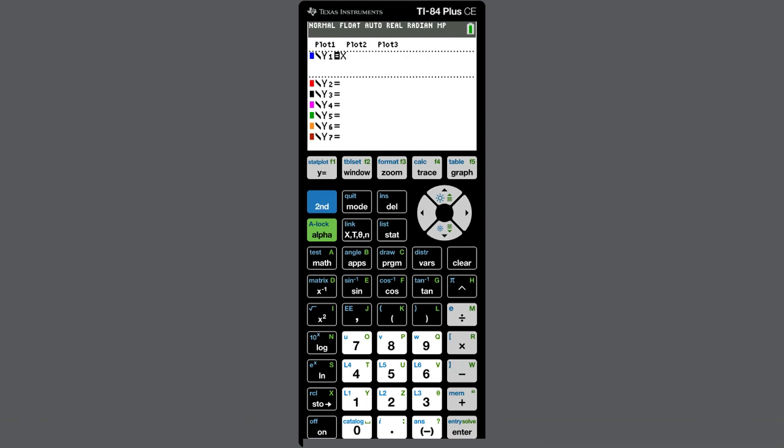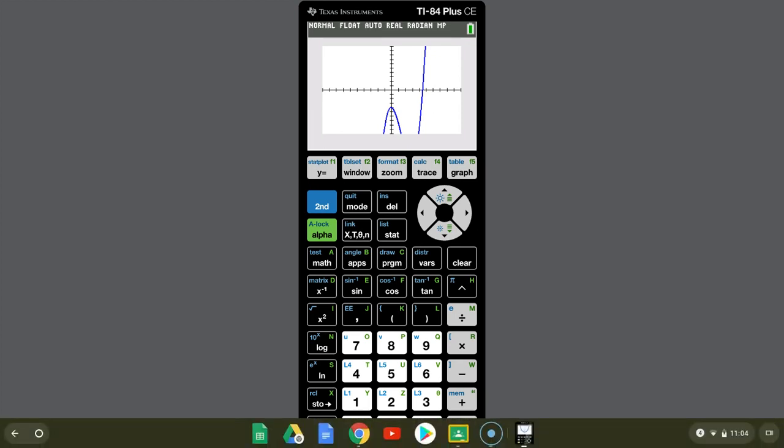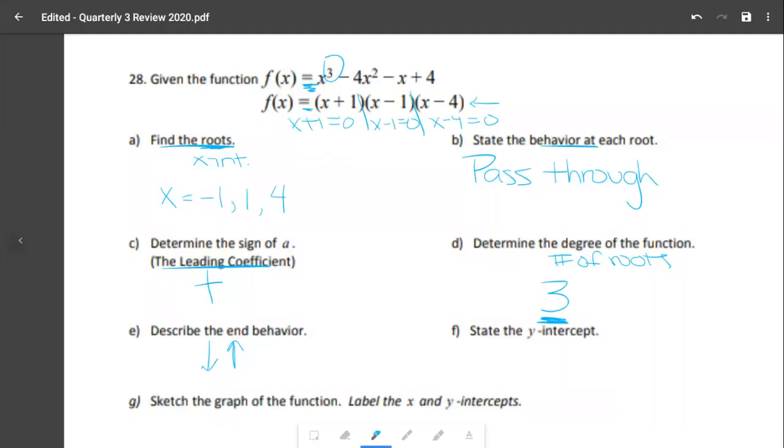Another option I gave you guys on your calculator, if you went to y equals and you typed in your function, it could be either the original or the factored one underneath it. Does not matter which one, they mean the same thing. And you click on the graph, you can look there too. So the bottom left here is showing it as going down. The top right is showing it going up. So that is another way that you can get your end behavior of down up.